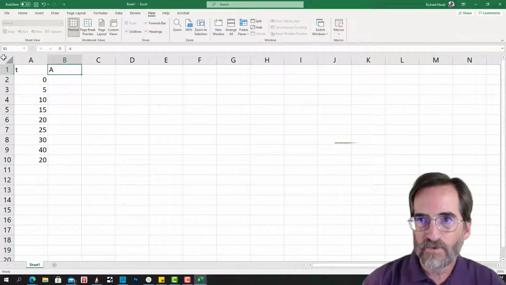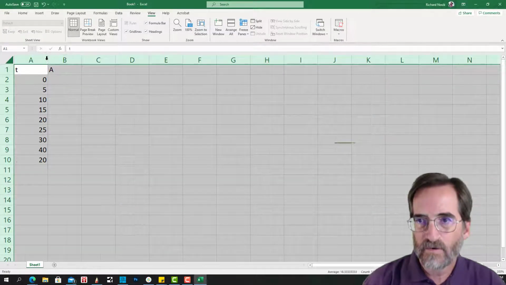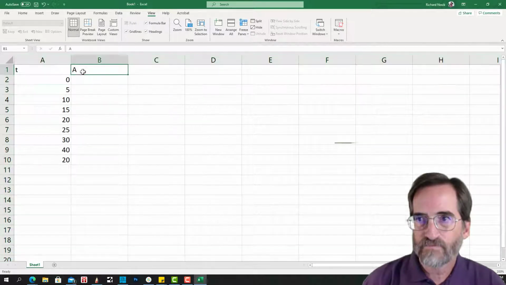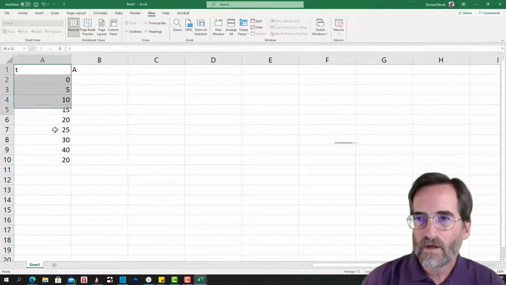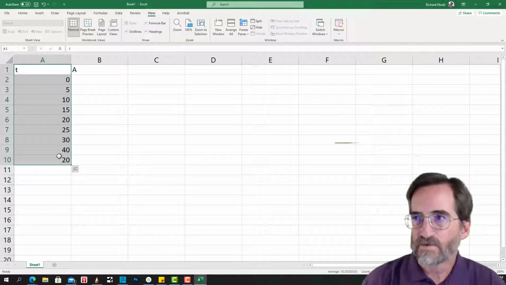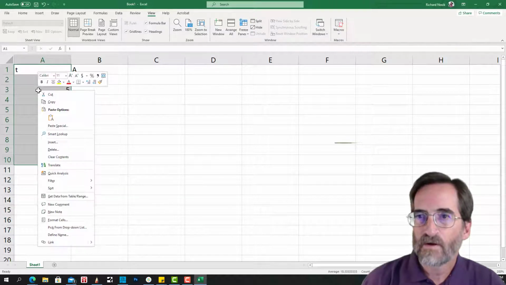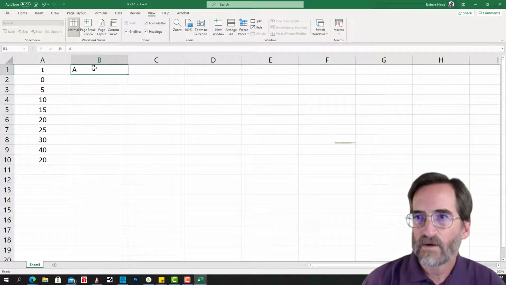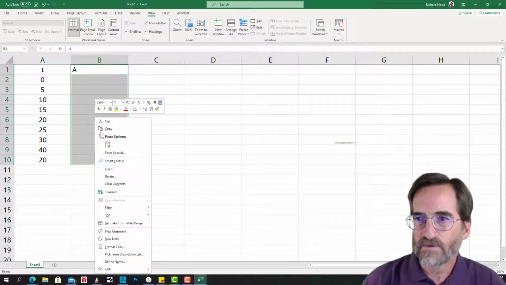Okay, let's resize a little bit. Here, let's do this. Center it. Okay, there we go. And I'm going to center these as well.